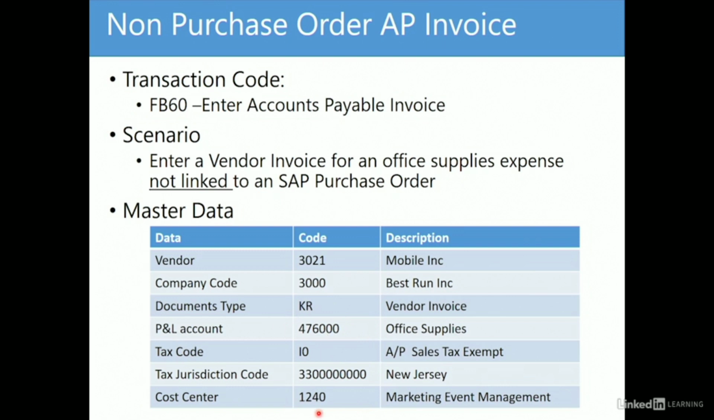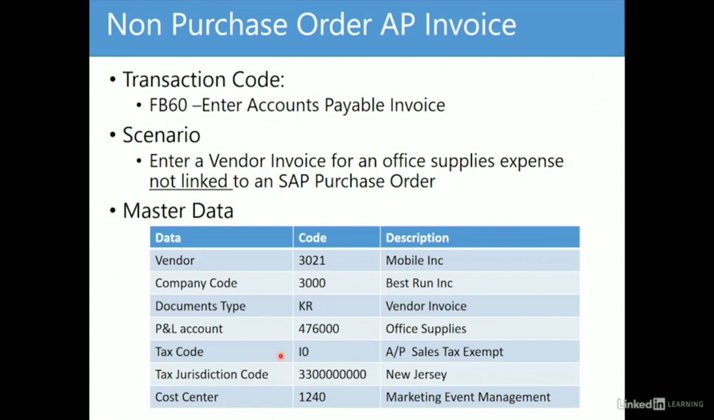Office supplies P&L account we'll enter, and because we're entering a P&L account, we're going to need a cost center. In this case, we're just going to use this marketing one, and because it's an invoice, we're going to need a tax code. In this course, we're not going to get bogged down with tax details, so I'm going to use the I0 or AP tax exempt code and just stick in a dummy tax jurisdiction code, so that we don't have to specifically analyze taxes.